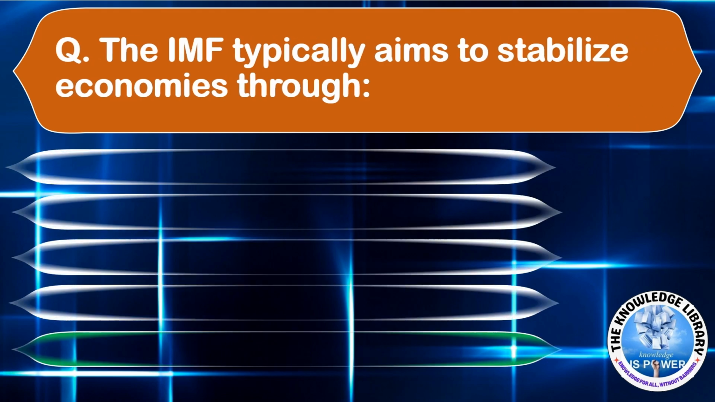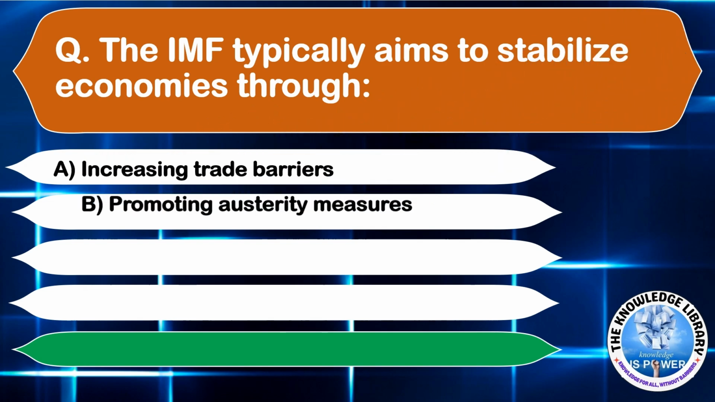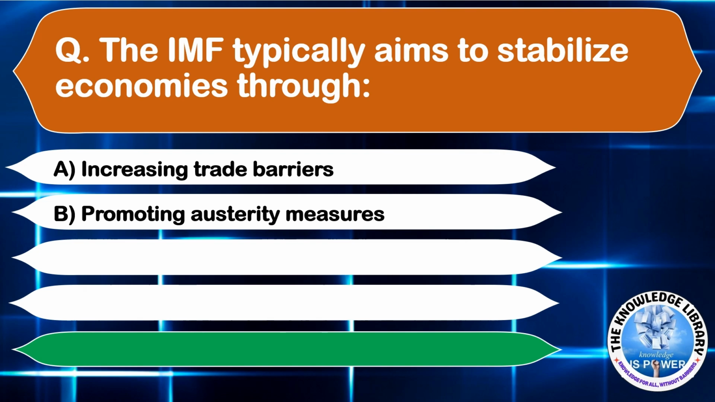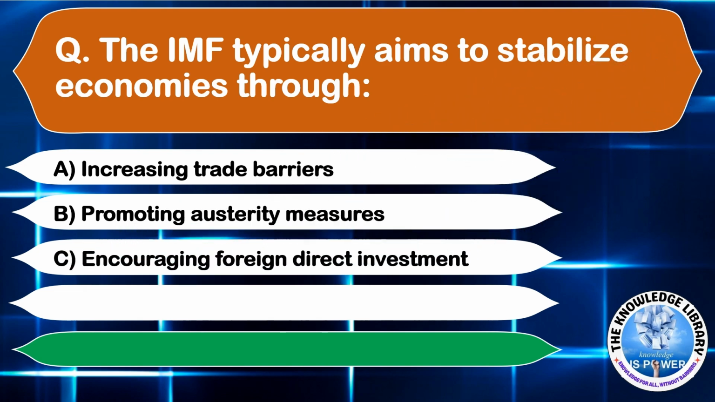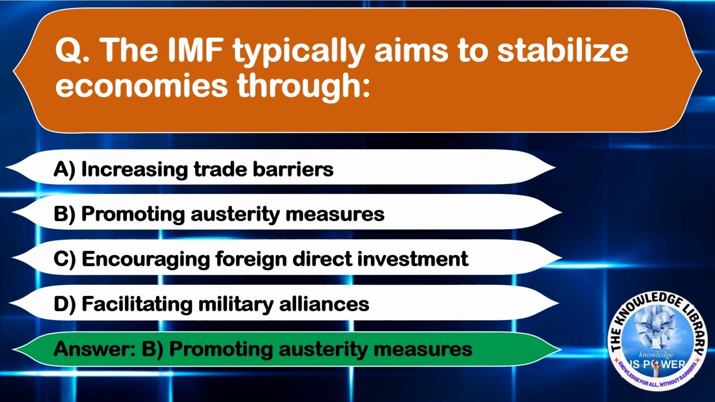Next question is, the IMF typically aims to stabilize economies through option A, increasing trade barriers, option B, promoting austerity measures, option C, encouraging foreign direct investment, option D, facilitating military alliances. Answer is option B, promoting austerity measures.